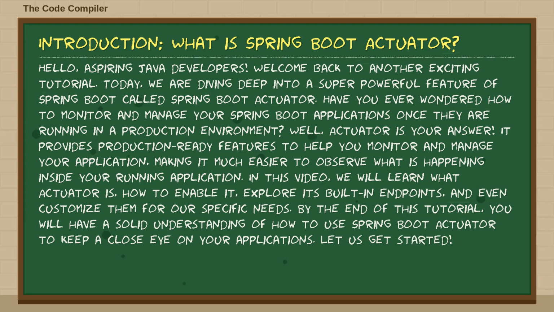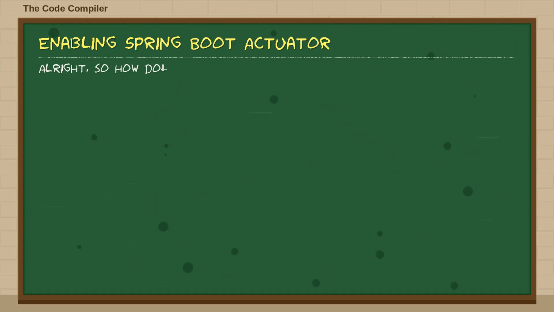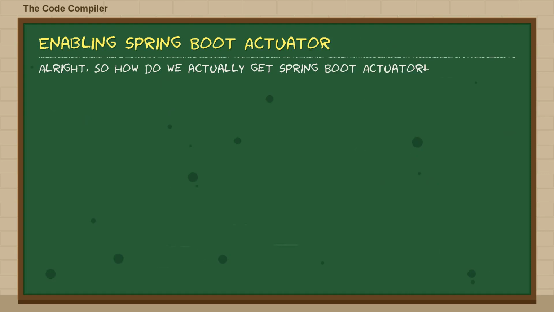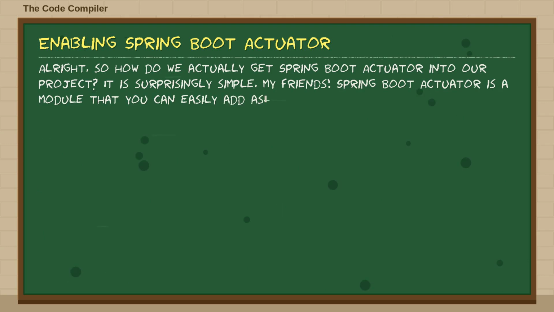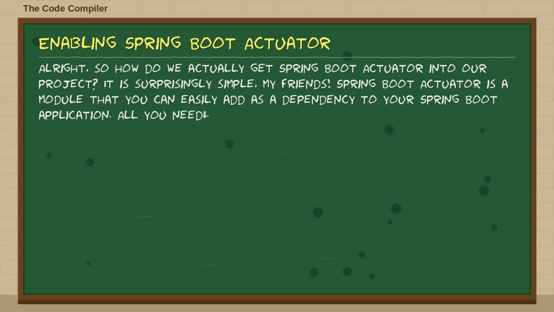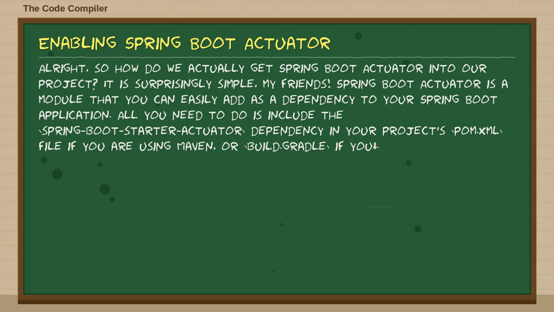Let us get started. Alright, so how do we actually get Spring Boot Actuator into our project? It is surprisingly simple, my friends. Spring Boot Actuator is a module that you can easily add as a dependency to your Spring Boot application. All you need to do is include the Spring Boot Starter Actuator dependency in your project's pom.xml file if you are using Maven, or build.gradle if you are using Gradle.